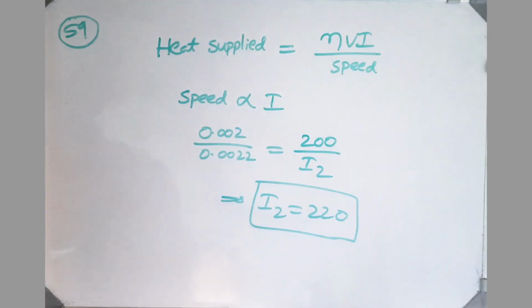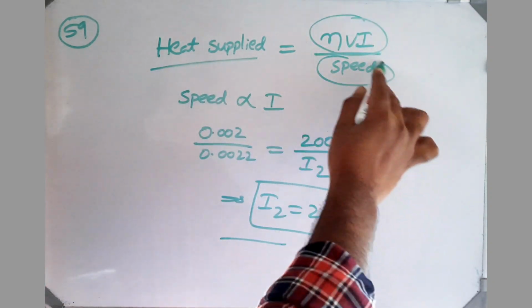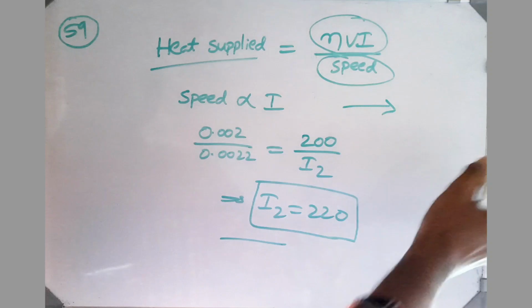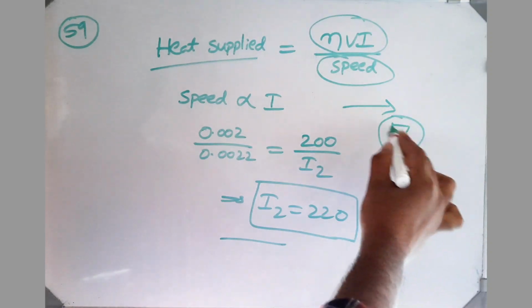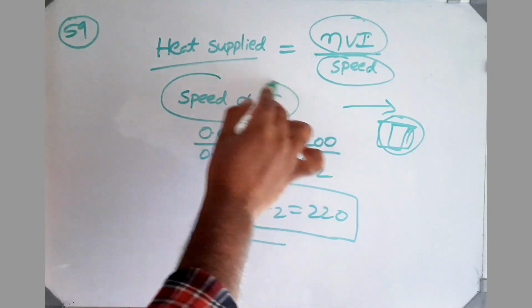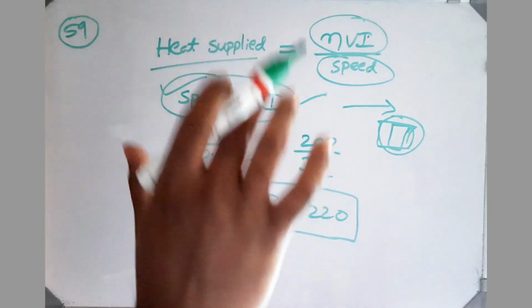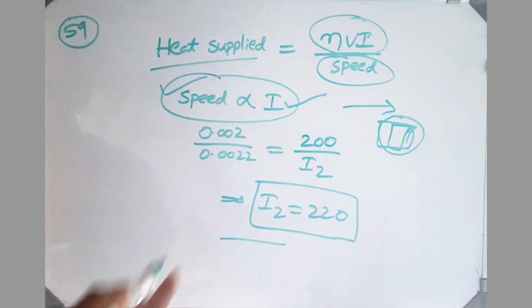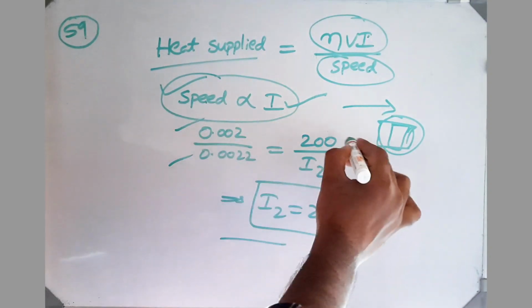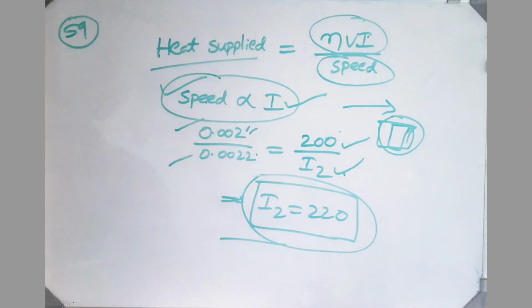Friends, 59 we need to find out the current. Heat supplied is equal to total heat, and it depends at what speed we are moving. The faster we move, the less heat is supplied to that place of the joint. So from this we can say speed is directly proportional to the current, which means if we have to move at a faster speed, we need to increase current to give the same amount of heat. So just by speed 1 by speed 2 is equal to current 1 by current 2. So after substituting the given values, we get I2 as 220.